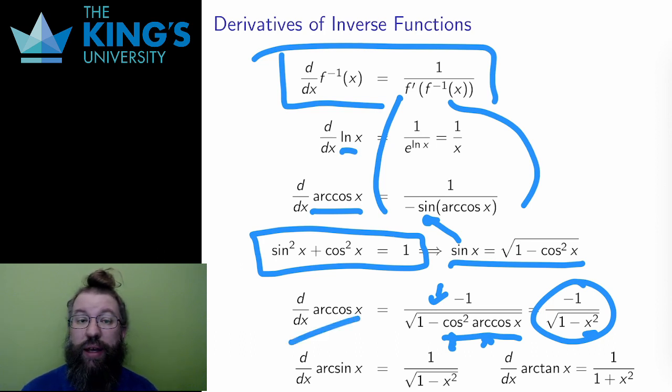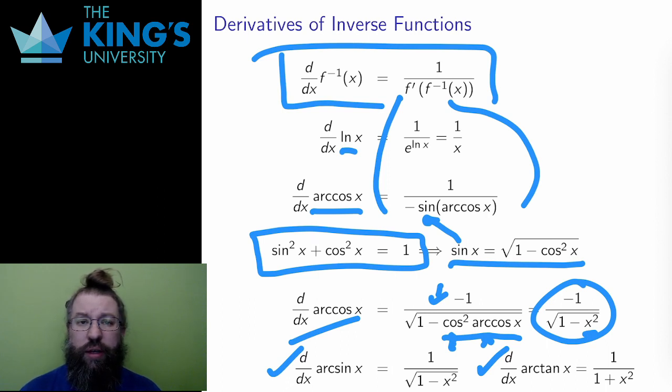And in a similar way, the derivative of the inverse sine is 1 over root 1 minus x squared, and the derivative of the inverse tangent is 1 over 1 plus x squared. These are all in the reference materials, so you don't need to use this to redefine these every time you use them. However, I thought it would be good to show you where they come from.